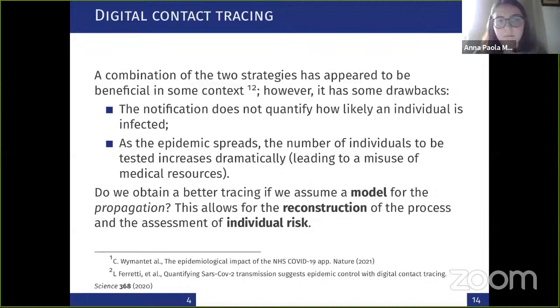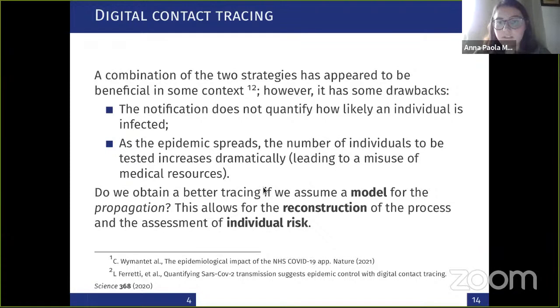And as you can imagine, as the epidemic spreads, the number of notifications, and so the number of people that need to be tested, can increase dramatically. Maybe this number is much, much larger than the fraction of the population which is actually positive to COVID-19. So this leads to a misuse of medical resources, which means human resources and also COVID-19 swabs.